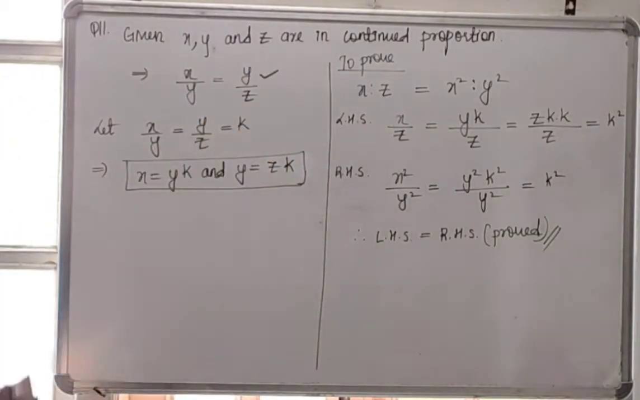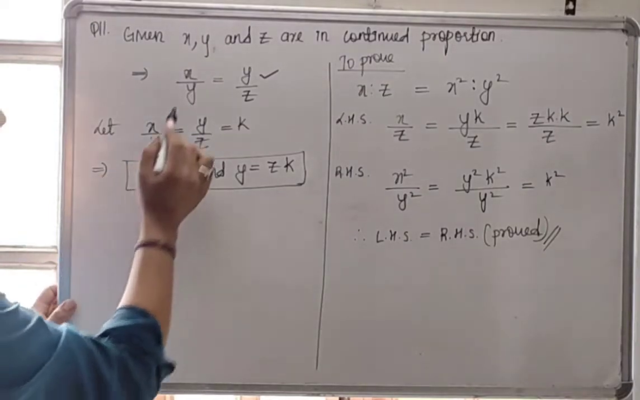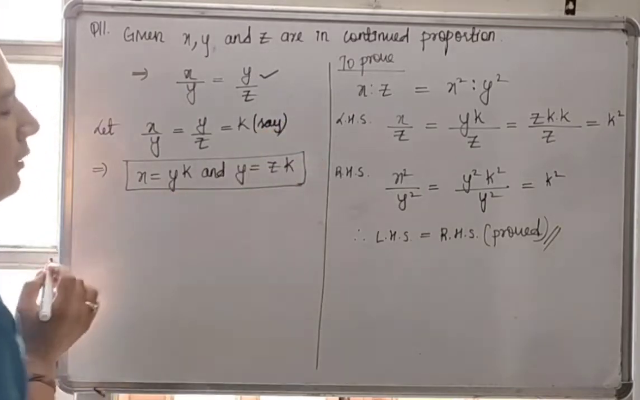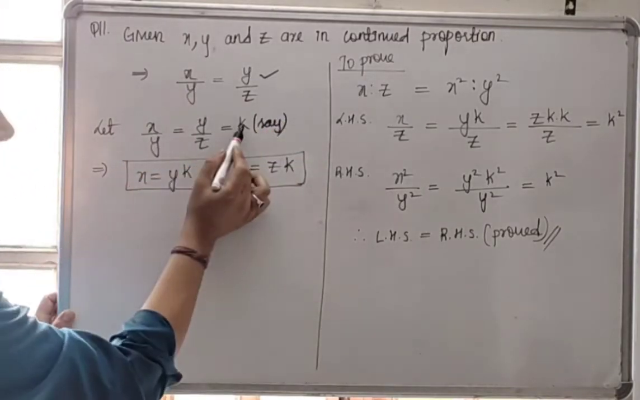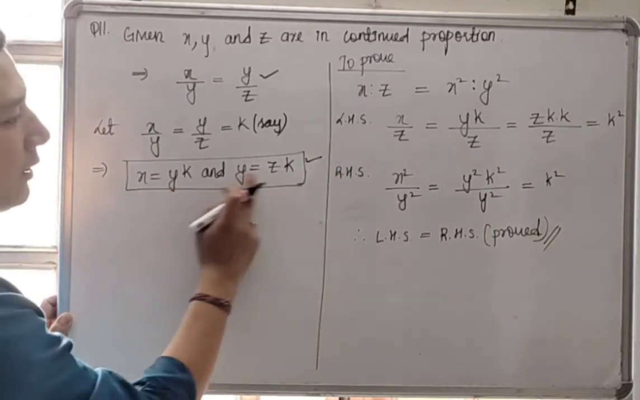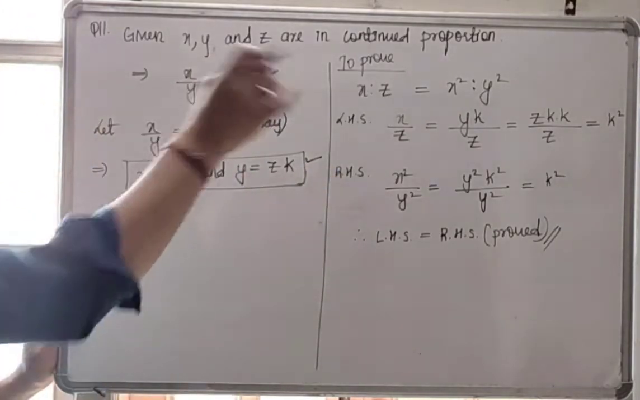And just now we have learned about the k method. So x by y equals y by z equals k. This will give me x equals yk and y equals zk. We will be needing these values out here.